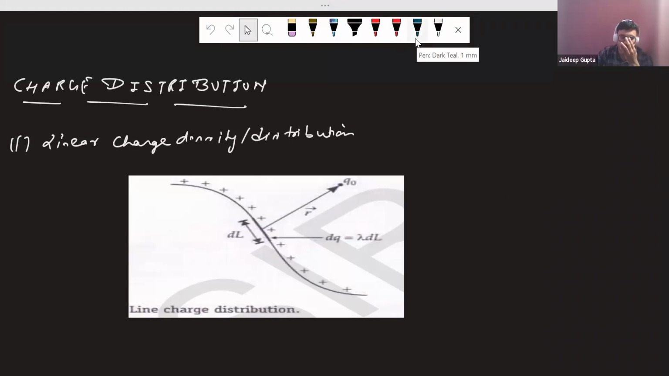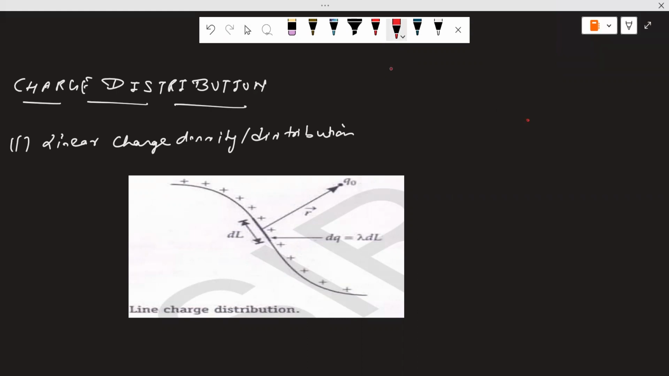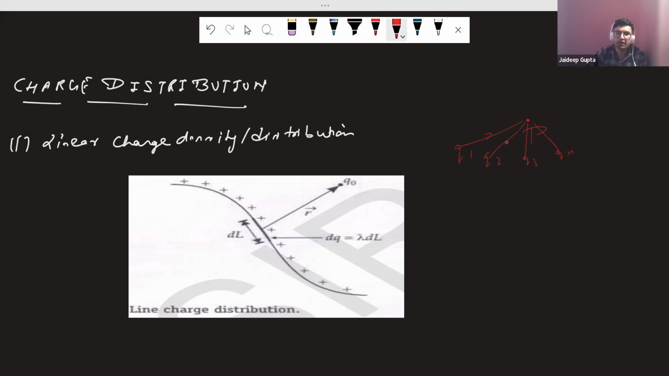Okay, did I teach you the principle of superposition of electric field? Yeah, you did. Okay, let me remind you. Let P be a point, and Q1, Q2, Q3, up to Qn be the charges. If we have to calculate the electric field due to all charges, we calculate the electric field due to Q1, then due to Q2, and just do the vector sum of all the electric fields to calculate the net electric field at point P.